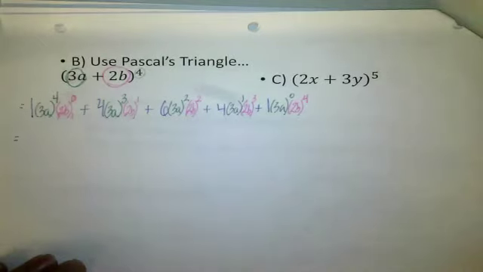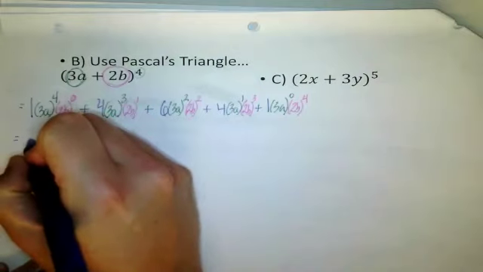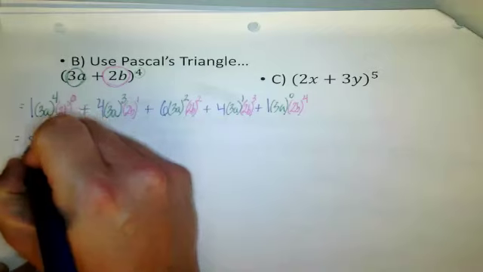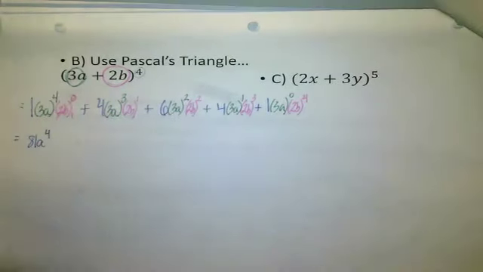There's 4 of them. 3a times 3a times 3a times 3a. Very good. There is 4 of them. And what would that give you if you multiplied that? 3 to the 4th is 81. Yeah, 81a to the 4th. And times the 1 is still just 81.